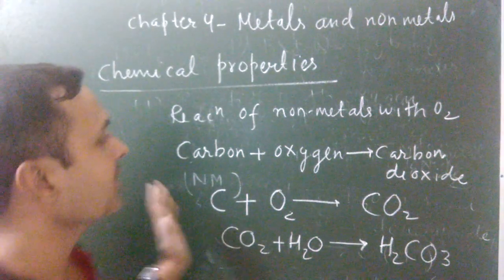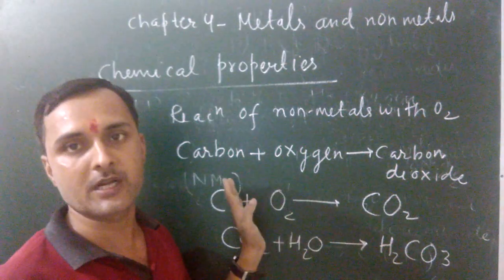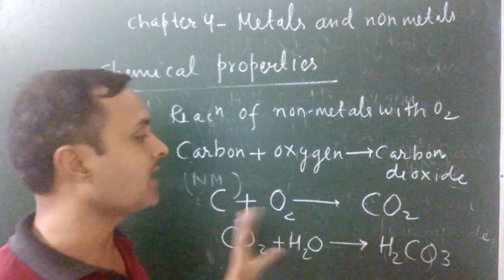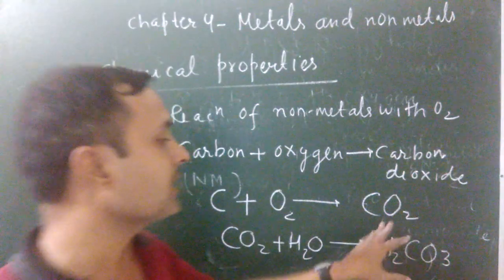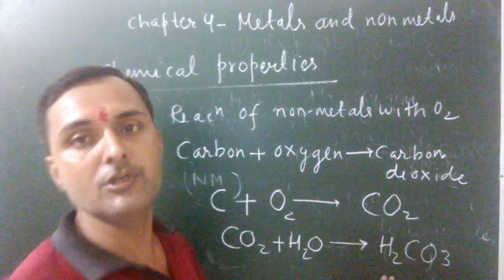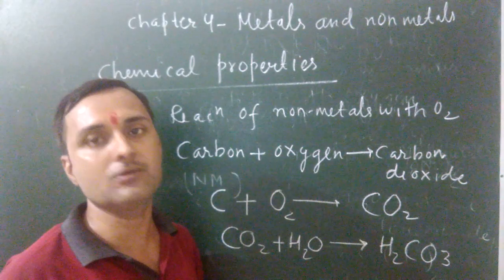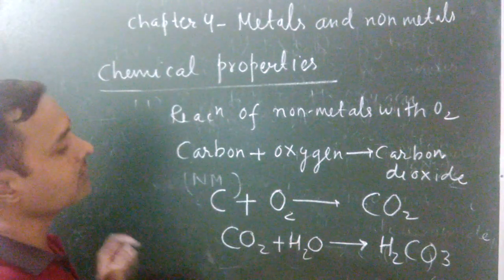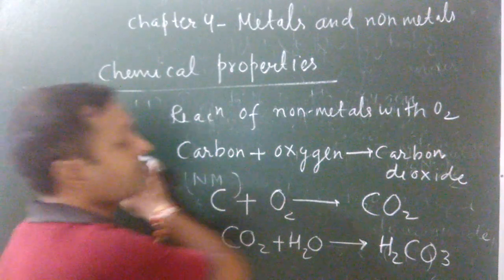What happens when carbon combines with oxygen? Carbon is a non-metal. First of all, this carbon forms carbon dioxide, that means a non-metal oxide. And when this non-metal oxide combines with water, it gives an acid known as carbonic acid. Formula is H2CO3. Now see the second example of non-metal reaction with oxygen, that is sulfur.